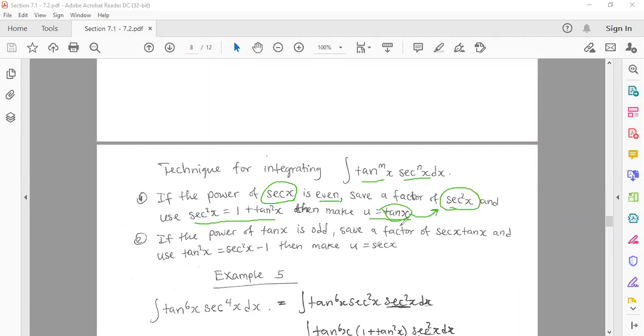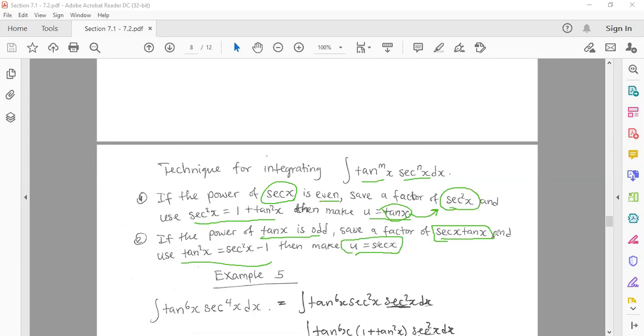Because if you differentiate this u, you get that factor that you kept, all right? Similarly, if you have tan x, this time is odd, then you have to save, look at this carefully, sec x and tan x. And you use this identity to convert the remaining factors of tan in terms of sec. Your u substitution is sec, very important, because if you differentiate sec, you have sec x tan x.